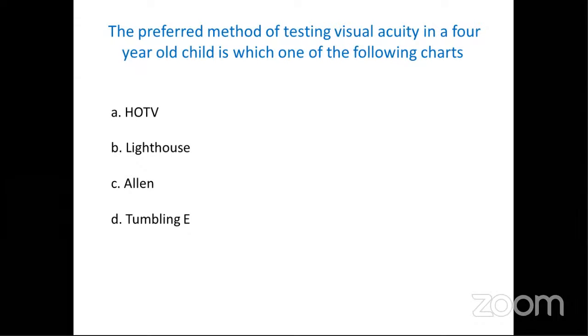So there are different ages of the child, right? There will be a baby, there will be a toddler. How will we take visual acuity of these children? So the preferred method of testing visual acuity in a 4-year-old child is one of the following charts.